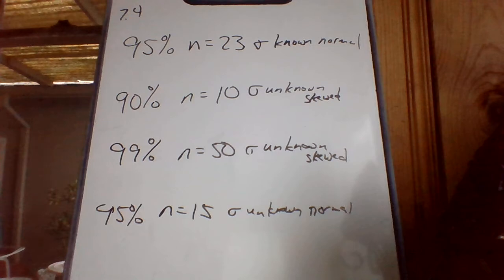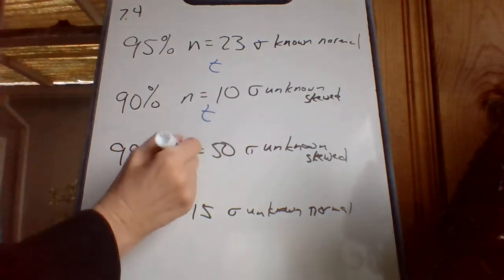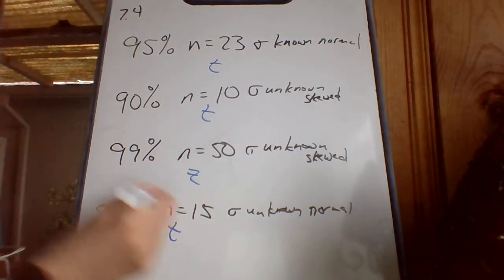But, okay, I got to say Z or T or neither with all of these. So remember what I've just learned. N is bigger than 30, I'm going to write down Z. N is less than 30, I'm going to write down T. Okay, so T, T, Z, T.